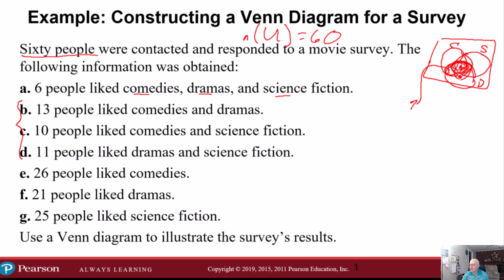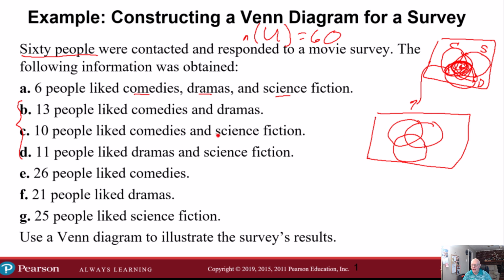This section right here, it's going to be really messy, is 11 people, subtract out the 6. You've got another region, you'll have all 4 of these after A, B, C, and D. You'll have this region filled in, this one was the 6, this one, and this one.